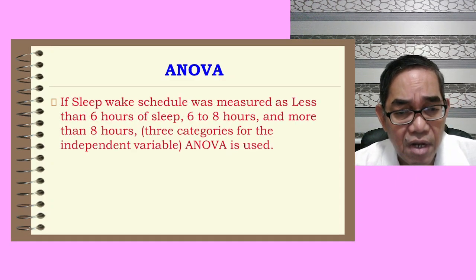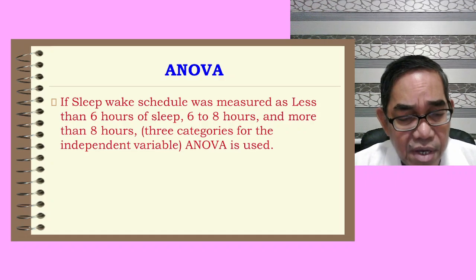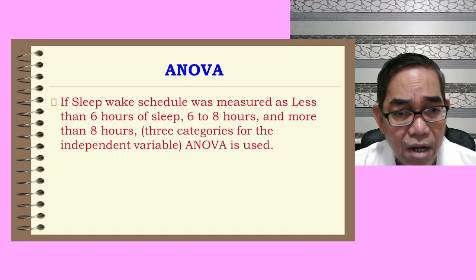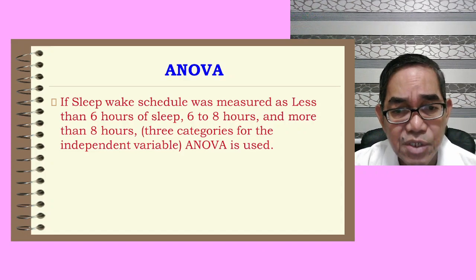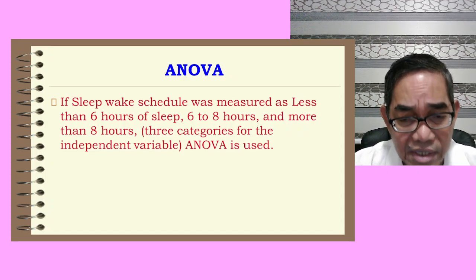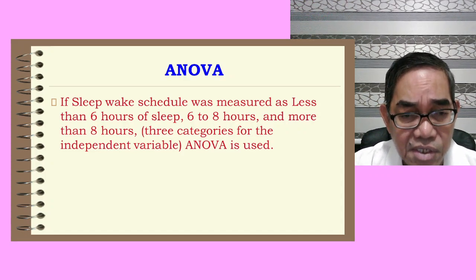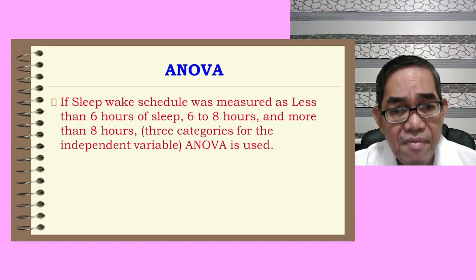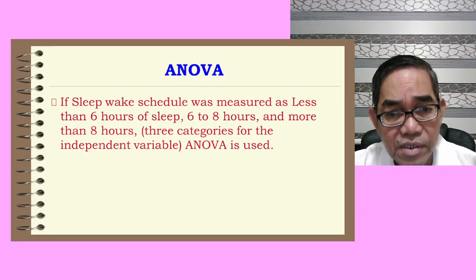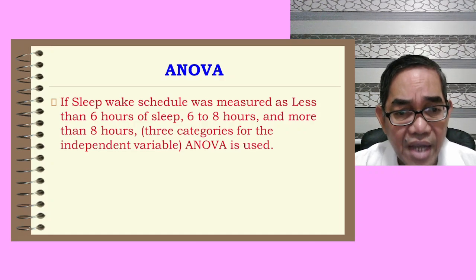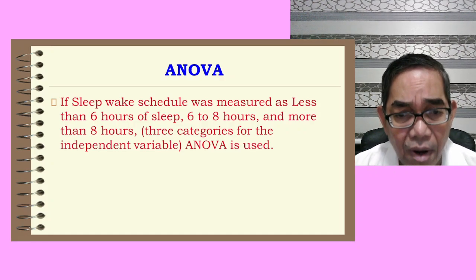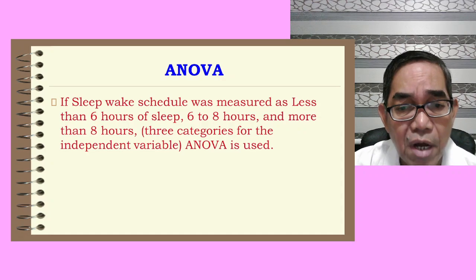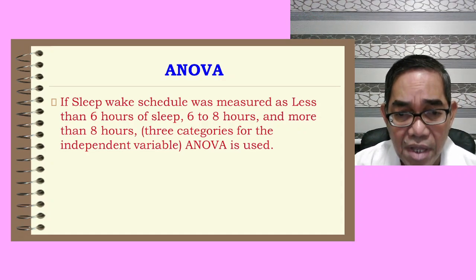Again, going back to the same objective a while ago, but now sleep-wake schedule was categorized as less than 6 hours of sleep, 6 to 8 hours of sleep, and more than 8 hours of sleep. So we now have three categories for the independent variable. Because we have three categories, more than two categories, we will now use ANOVA.